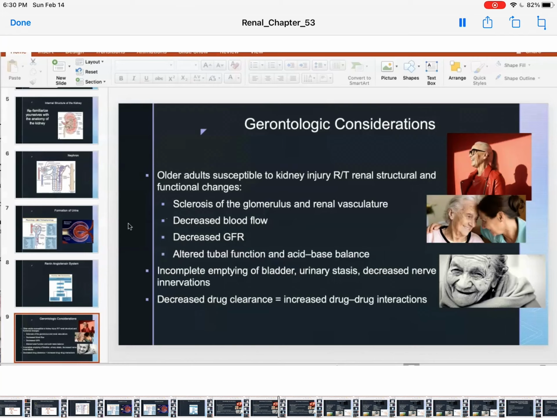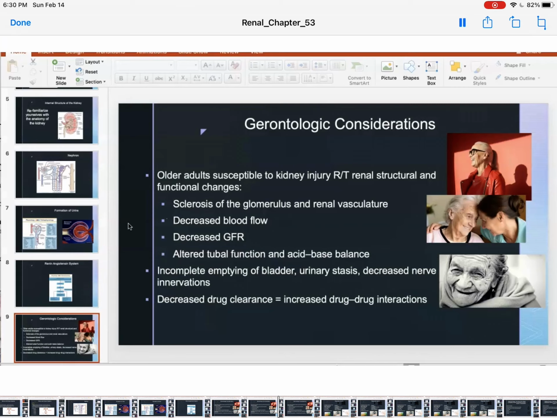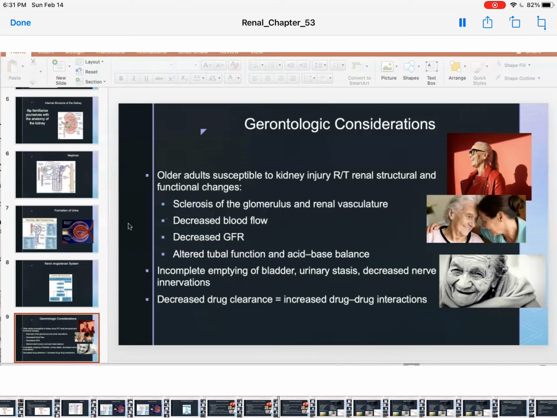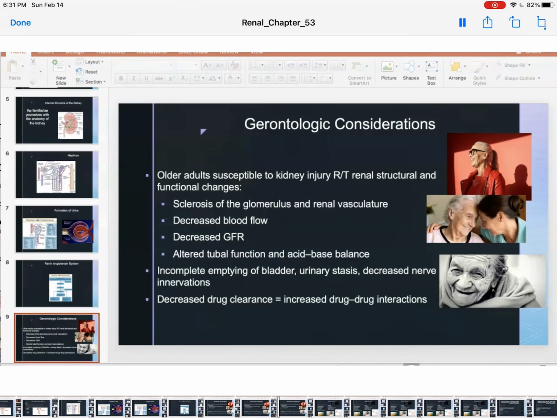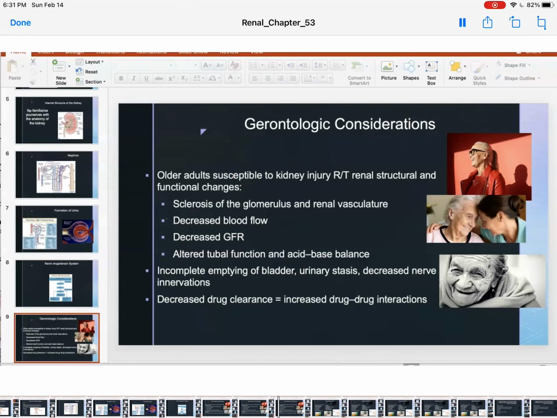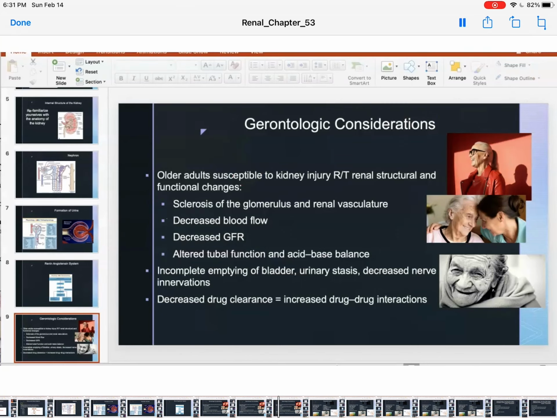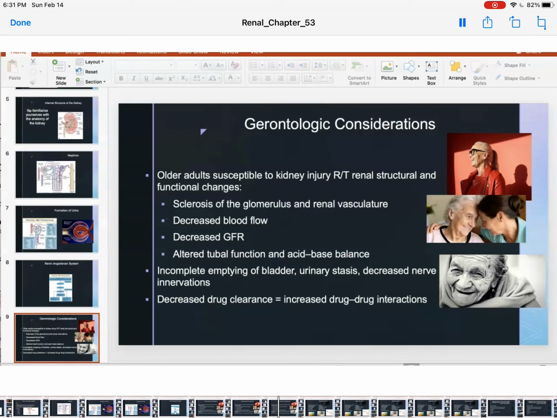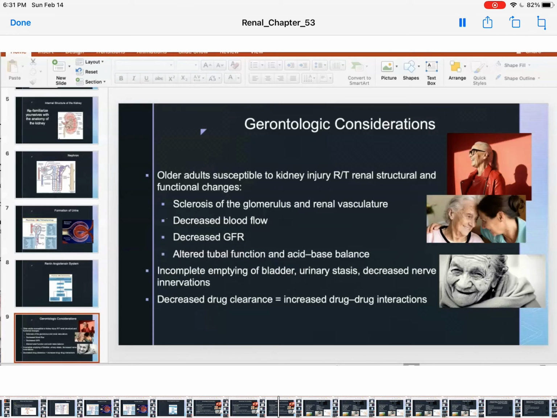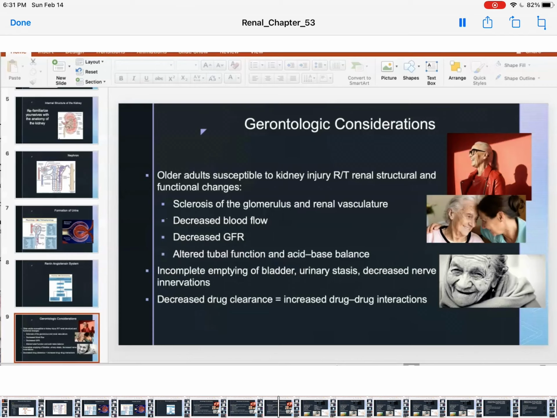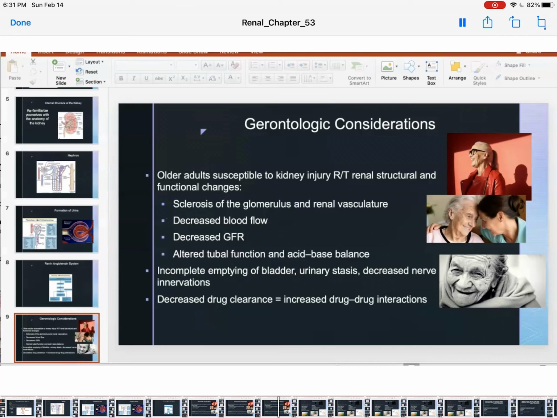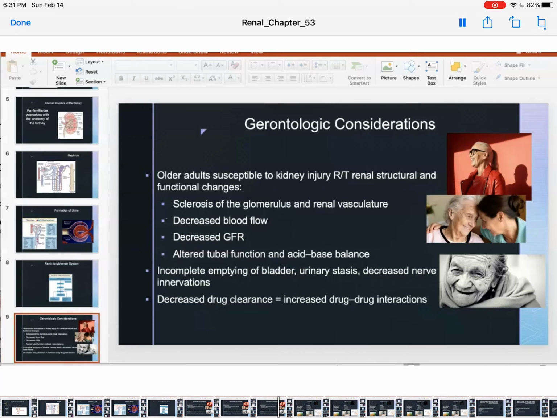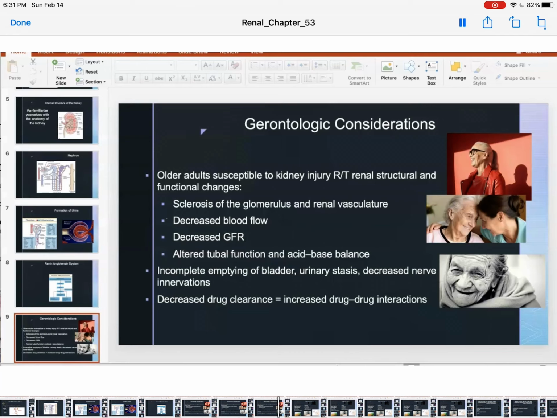Older adults are more prone to develop hypernatremia and fluid volume deficit because increasing age is also associated with diminished osmotic stimulation of thirst. You'll also hear a lot of them complain of incomplete emptying of the bladder, urinary stasis, and decreased nerve innervation as well. And then also decreased drug clearance, which will put them at an increased risk of drug interactions.